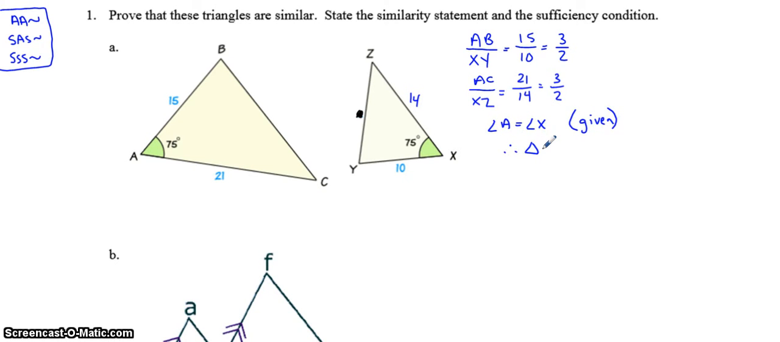So that means triangle ABC is similar to triangle XYZ. Now to get the letters correct, we start at the 75-degree angle, go along the shorter side to the next letter, and then to the third letter. So we're going to start at X, go along the shortest side to Y, and then to Z. You just have to be careful because it's not always in alphabetical order. And the reason is SAS similarity.